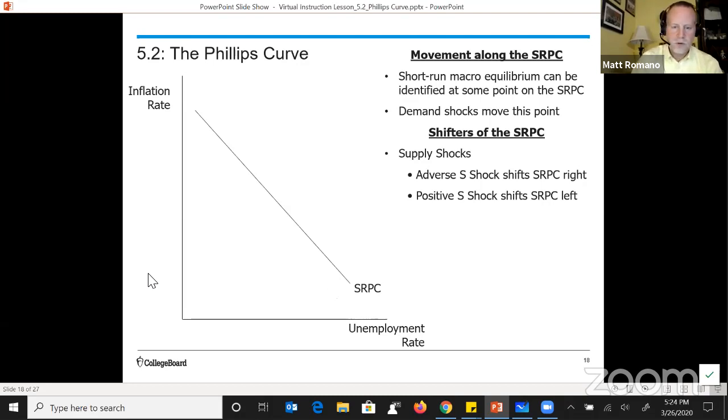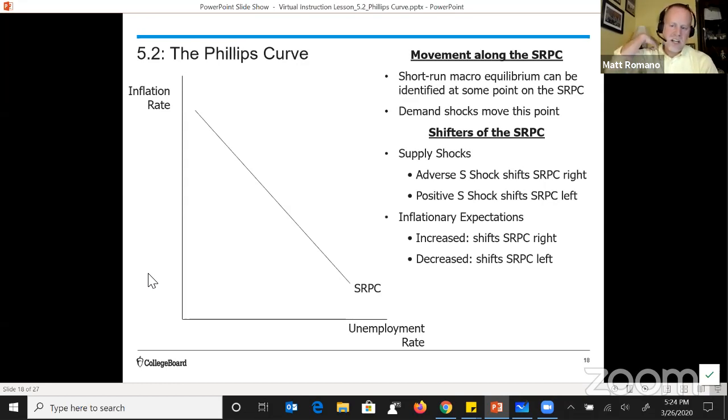The other shifter goes right alongside this. It has to do with inflationary expectations. For any given, and I want you to remember this, try to write it down if you can, for any given short run Phillips curve, there is a fixed inflationary expectation. When that inflationary expectation changes, we're going to witness a shift of the short run Phillips curve. The entire schedule is going to change. So if inflationary expectations go up, our short run Phillips curve is going to shift to the right.